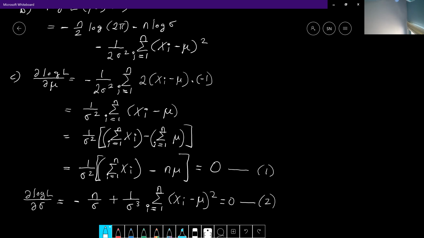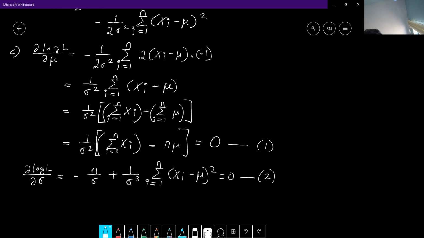So you have two equations and you have two unknowns. The unknowns are mu and sigma, or sigma squared, right? So we need to solve these two equations for the two unknowns. Right? So from equation 1, you can see the solution for mu, let's call it mu hat, is this, right? This is the solution for mu hat, which is clearly the sample mean, x bar.